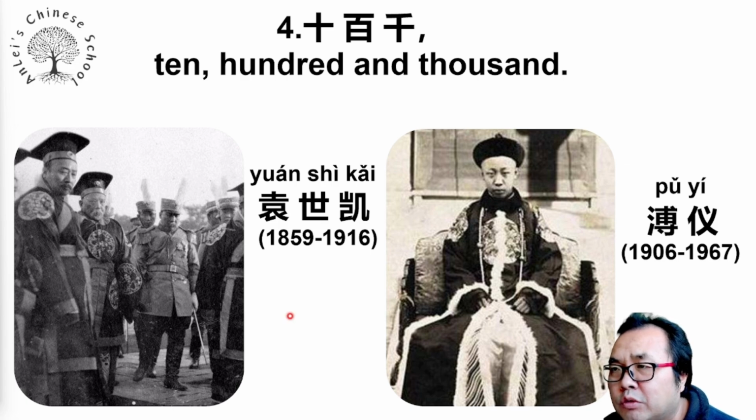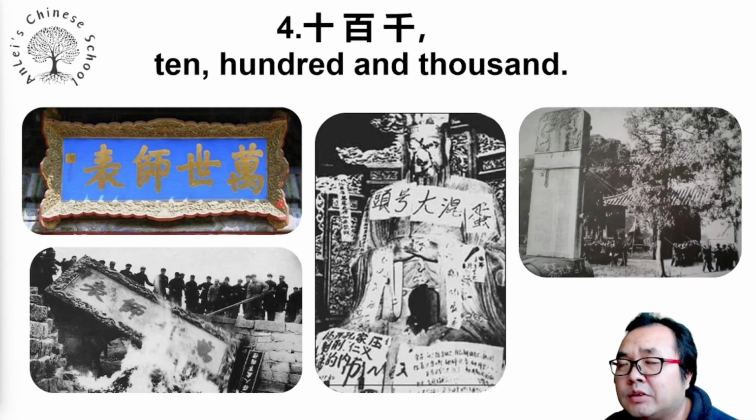Confucianism was seen as a tool for feudalism, and this plaque is in the Confucius Temple. It's 万世师表, the teacher for all ages. It was hung in the Confucius Temple. In 1966, there was a campaign of smashing the four olds, referring to old ideology, old culture, old customs, and old habits. In 1974, there was a campaign of criticizing Confucius.